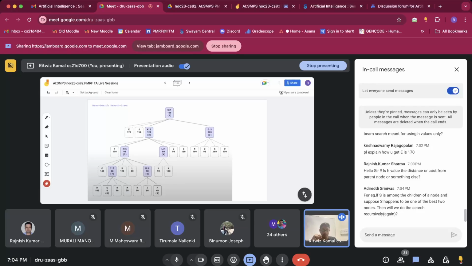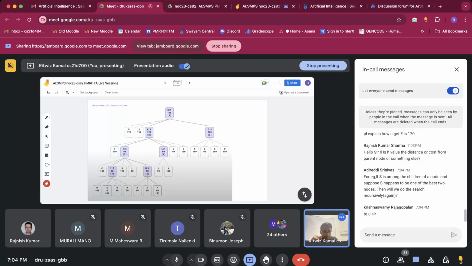Rajneesh, the H value is the Manhattan distance. Okay, so if S is among the children of a node, suppose S happens to be one of the best two nodes, then will we do search recursively again? No, we won't do that. See, K also had S as its node, right? Okay.